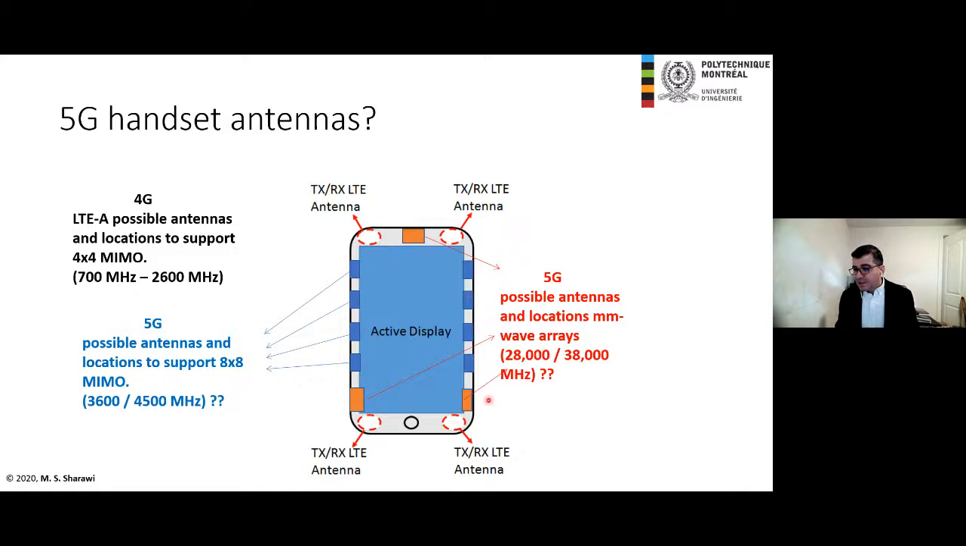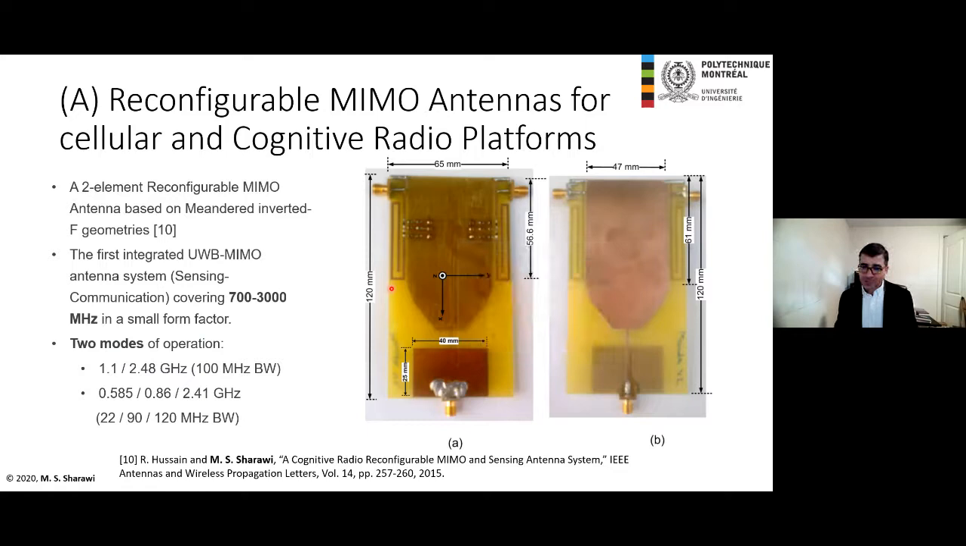So this figure gives you an idea of how crowded the mobile terminal is going to be when you buy your next 5G compatible mobile terminal in the coming year or two. You will have antennas all over. So I'm going to go over the first category, some examples on reconfigurable MIMO antennas.